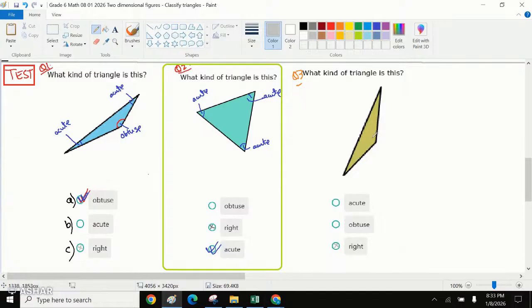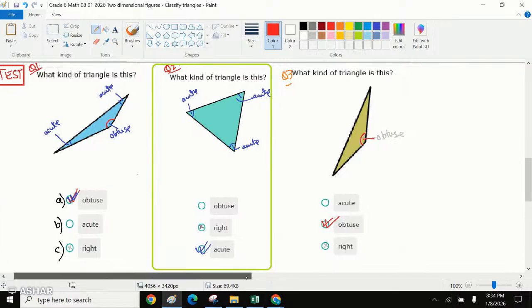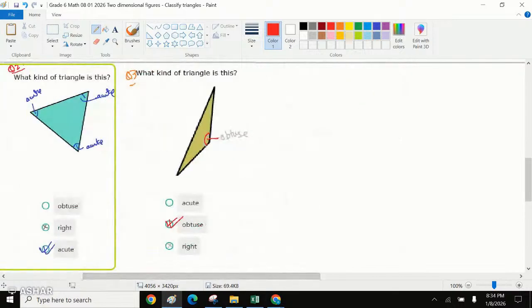Yes, there is one obtuse angle which will change the shape into an obtuse triangle, okay? Thank you so much. This was obtuse. Question number 4.